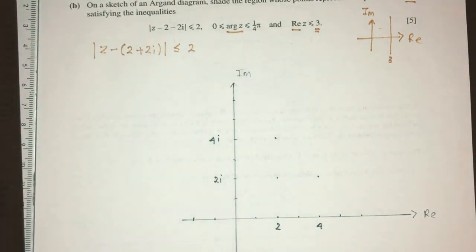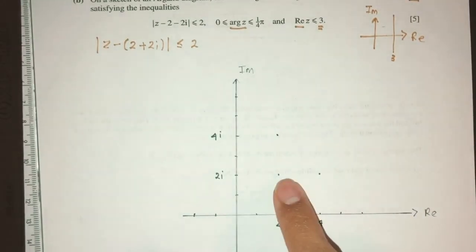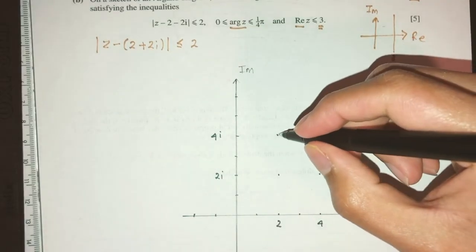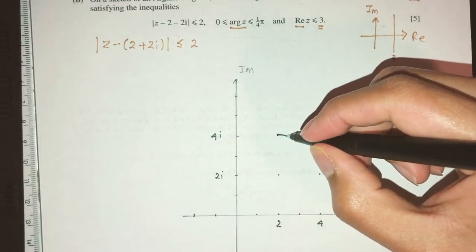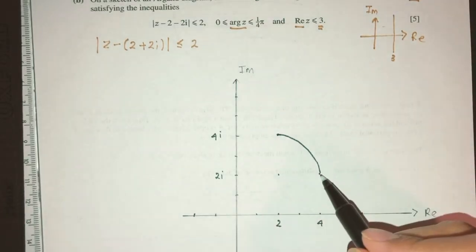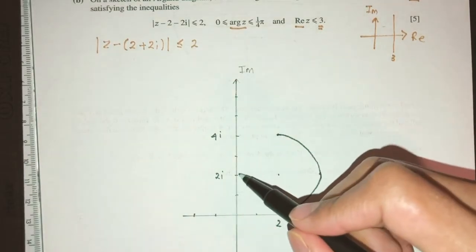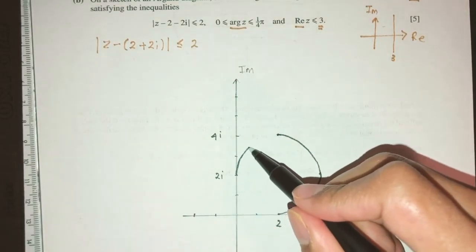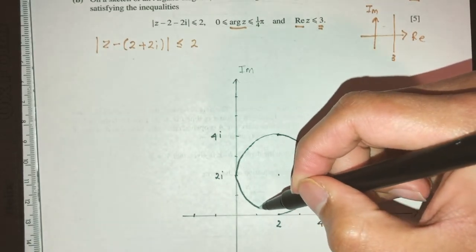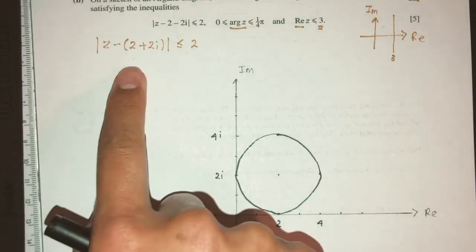Now let's join everything together by a circle of radius 2 and center 2 plus 2i to form the correct locus. So let's try your best. Now you can use your compass if you want to, but since it says sketch, you can always use your hand to just draw the circle. But a compass is always going to be more accurate if you want to use that. Okay, that will be the circle of radius 2. That is the first part.